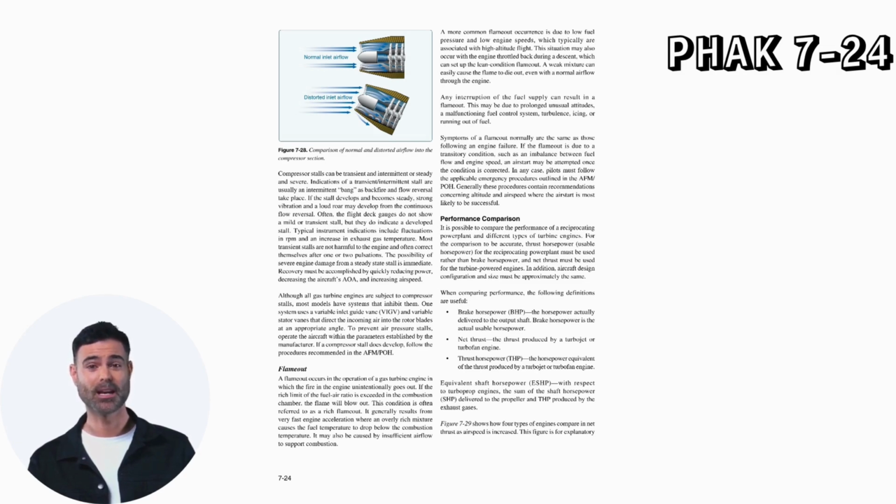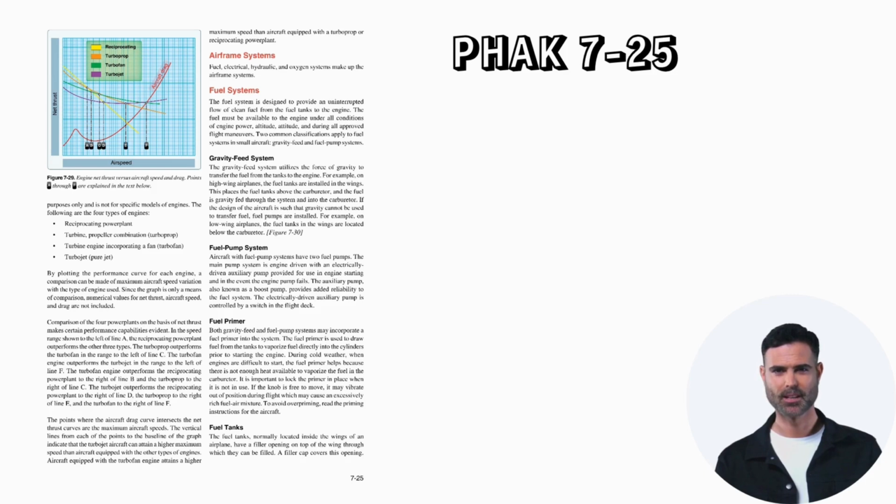Figure 7-29 shows how 4 types of engines compare in net thrust as airspeed is increased. This figure is for explanatory purposes only and is not for specific models of engines. The following are the 4 types of engines: reciprocating power plant, turbine-propeller combination, turboprop, turbine engine incorporating a fan, turbofan, turbojet, pure jet.